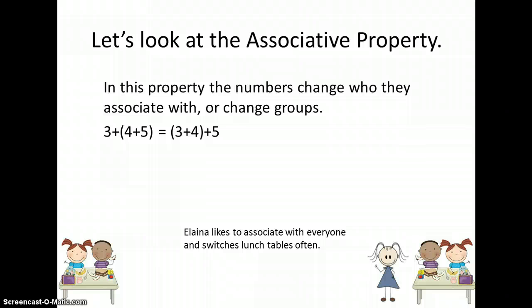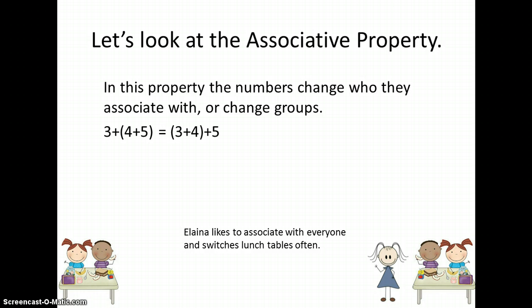Look at the first part of this problem on the left-hand side. The order of operations says I need to add what's in the parentheses first. So I would add 4 plus 5 to get 9, and then add 3 plus 9 to get 12. Using the associative property, I can change the parentheses, but notice the order of the numbers does not change like it does in the commutative property.